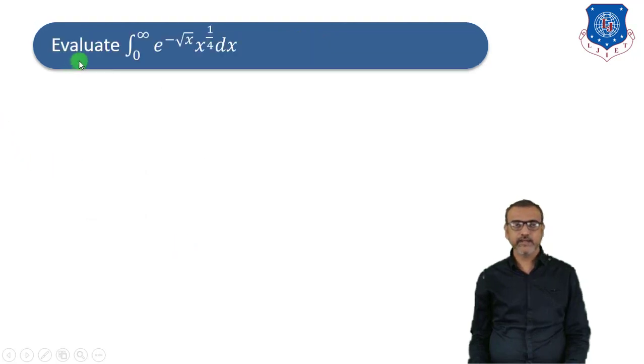Now we will see one example related to gamma function. Evaluate integration from 0 to infinity e raised to minus root x, x raised to 1 upon 4 dx. So here is the solution. Let this root x equal t, because we are going to convert this integration in the form of gamma function. So that's why we have to take root x equals t.